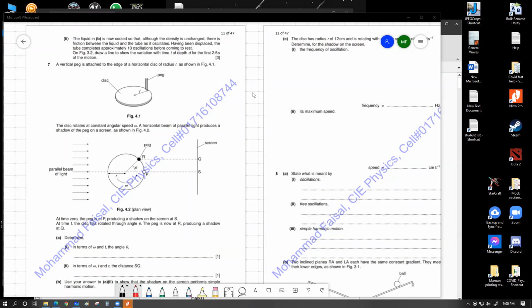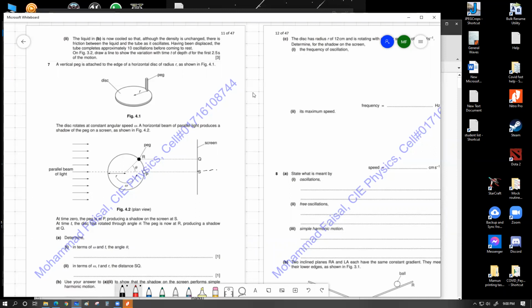The disc rotates at a constant angular speed omega. The horizontal beam of parallel light produces a shadow of the peg on a screen as shown in figure 4.2. So we have a parallel beam of light. There is a peg going round in some anti-clockwise circle. That's what the omega arrow direction is telling us. At time 0, the peg is at P, producing a shadow on the screen at S, which means at t equals 0, the shadow was at the equilibrium position.